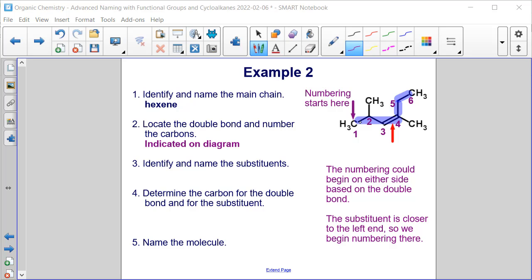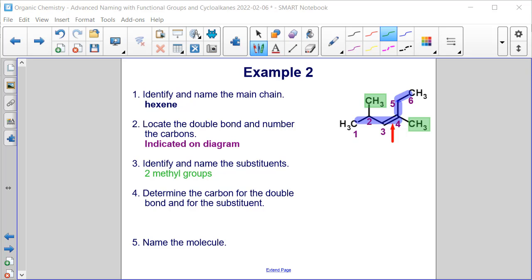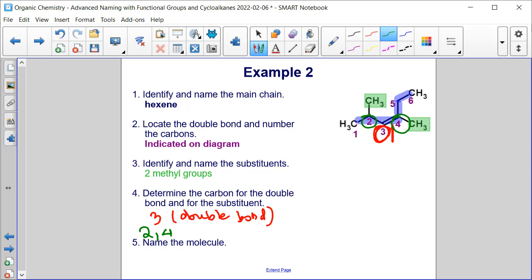So now let's identify and number those groups. So there are 2, one here and one here, and they're both methyl groups. All right, we have 2 methyl groups. Now that we've identified the 2 methyl groups, let's determine the carbon for the double bond. So the double bond carbon is carbon 3. And we have 2 carbons for the substituent groups, carbon 2 and carbon 4.